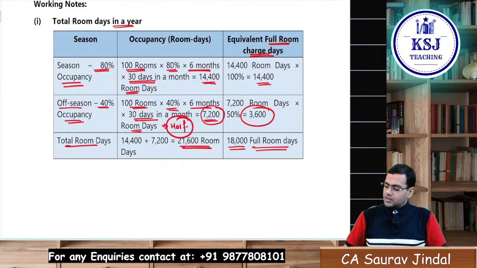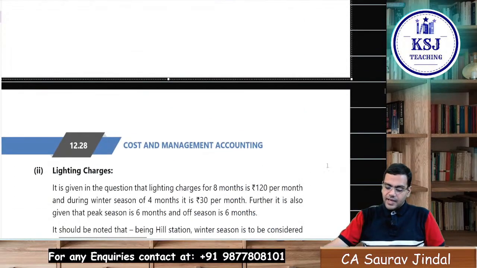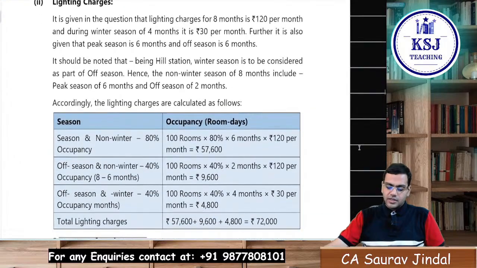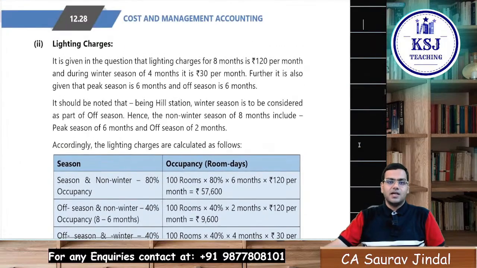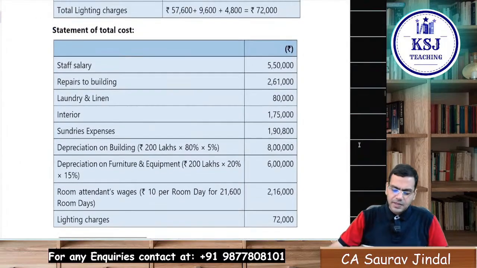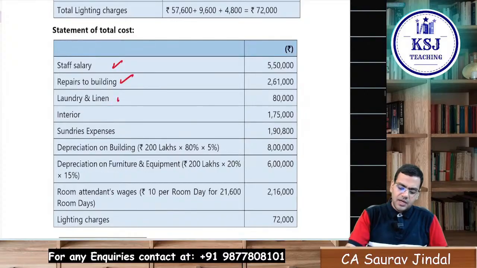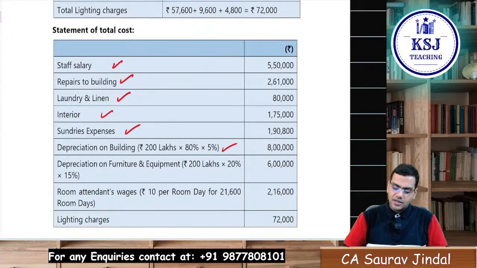Is this part clear? Then talking about the cost, there is one cost, that is lighting charges, that is going to trouble you. Rest is simple. Staff salary is there, repairs, building, laundry, linen, interior expenses, depreciation, you can take it, sir. Right? Depreciation will not be an issue. Depreciation on furniture and equipment.